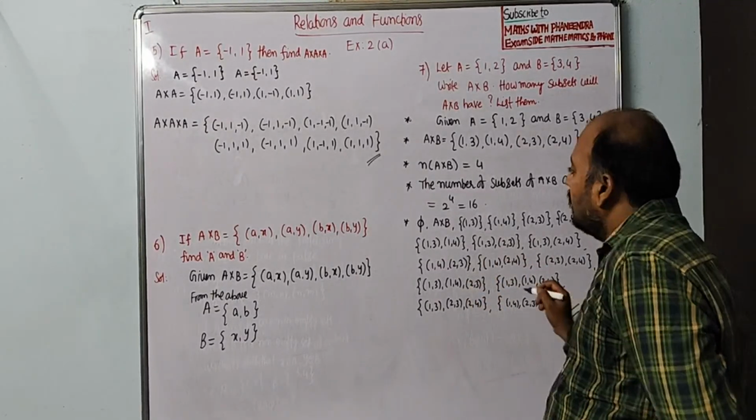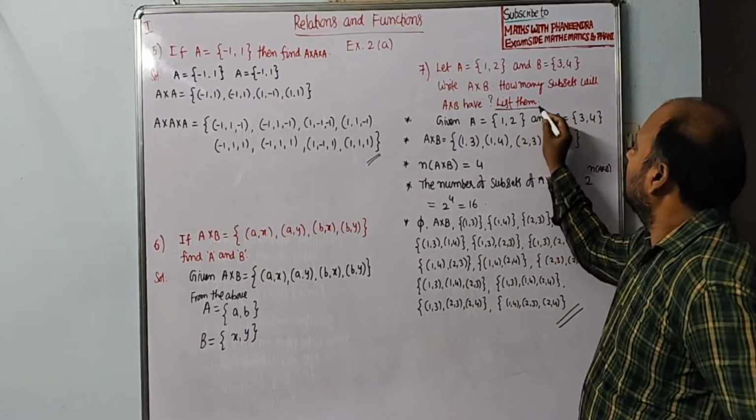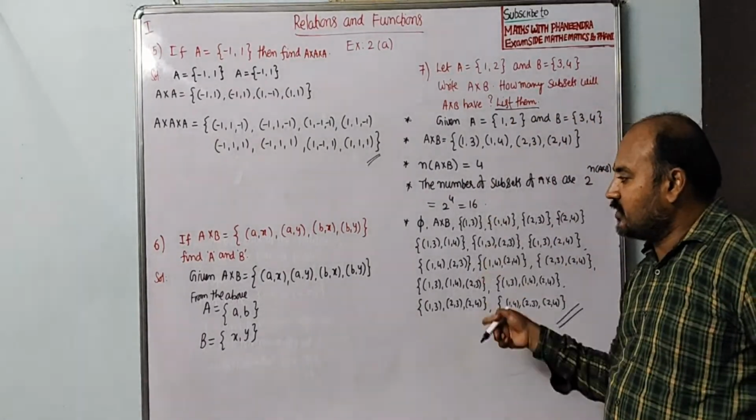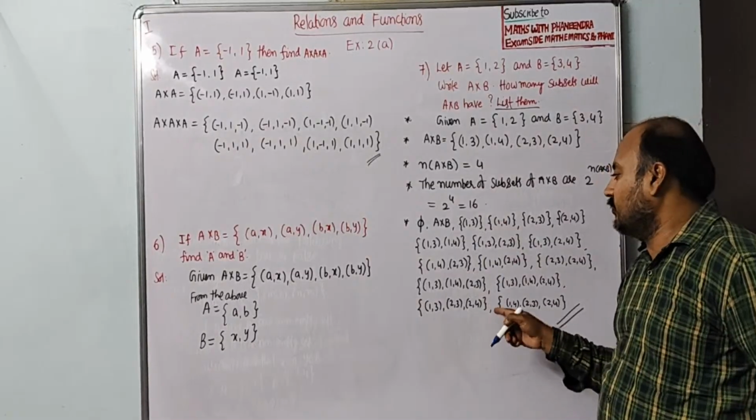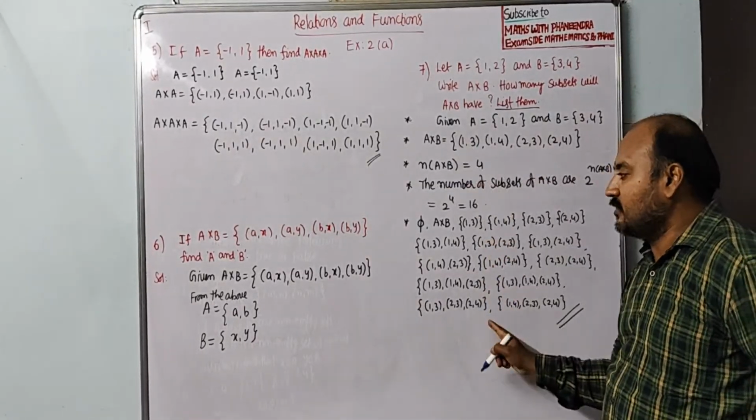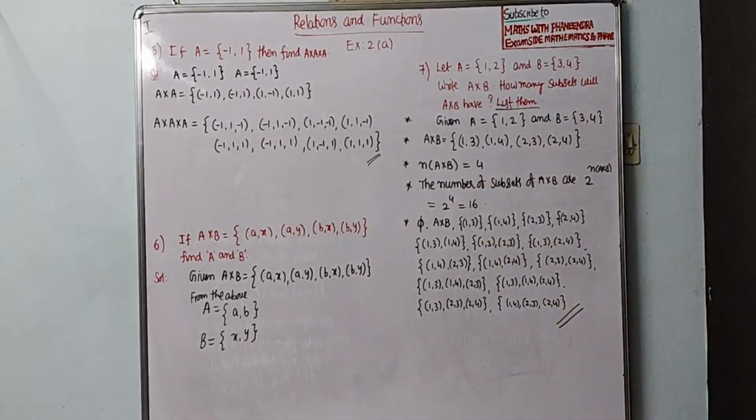So the total list, then they said no. These are the list. The 16 elements are there, which are subsets of A cross B, dear students. I hope you understand. We'll move to the other question. This is the way slowly you can find out.